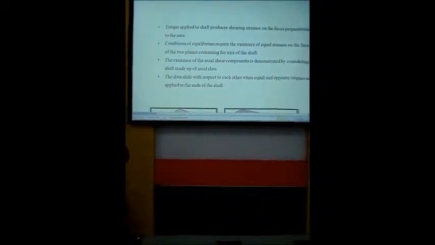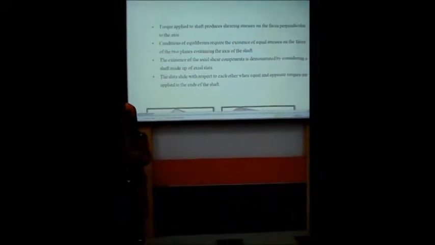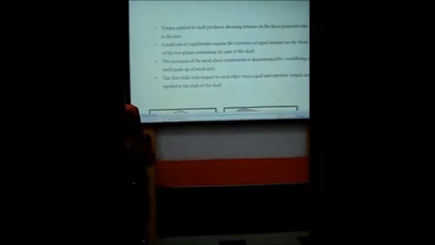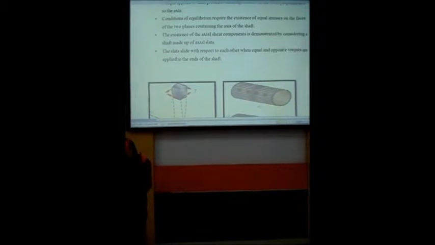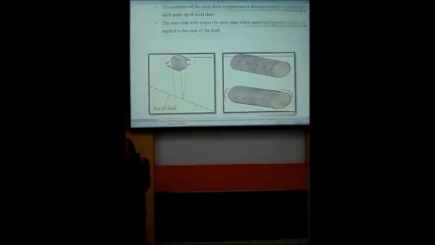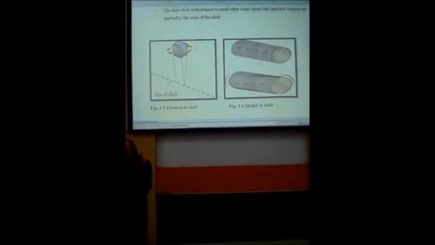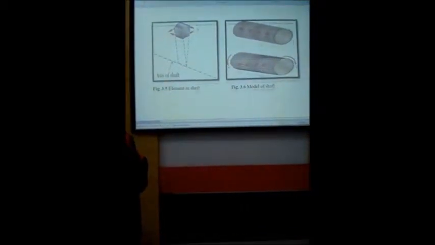Conditions of equilibrium require the existence of equal stress on the faces of the two planes containing the axis of the shaft. The existence of the axial shear components is demonstrated by considering a shaft made up of axial slats. The slats slide with respect to each other when equal and opposite torques are applied to the ends of the shaft. Figure 3.6 shows the model of the shaft.